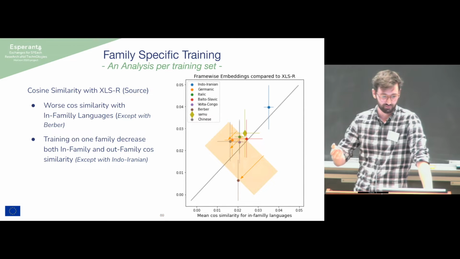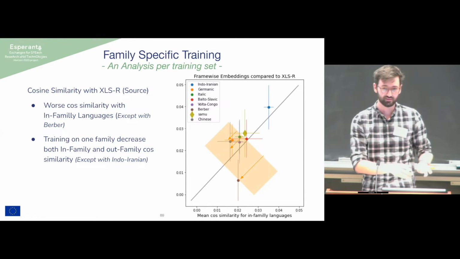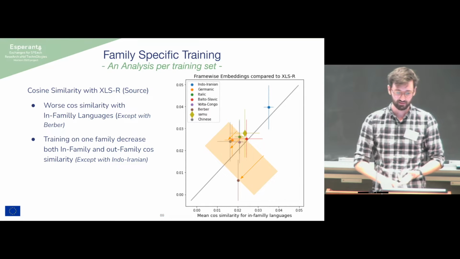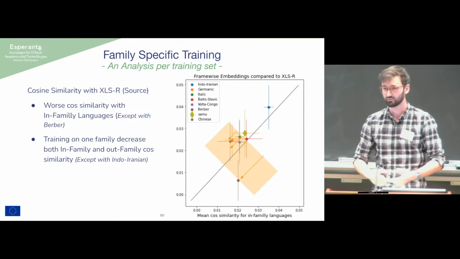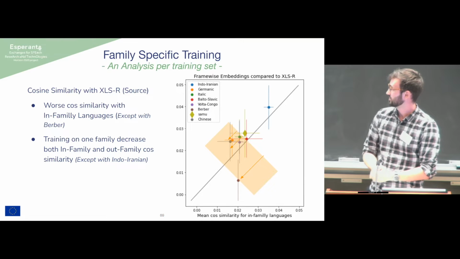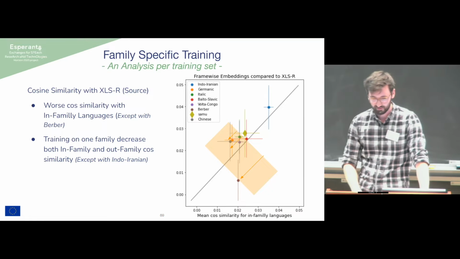So the Indo-Iranian is actually the only one that got, at the same time, closer to LabC and closer to XLSR embeddings. And that's also the one that got the best results for the previous task. So maybe we should do something with that and use the loss to keep some information about the basic XLSR model. Again, that's a quick analysis on what happened for the different models, but that's a visualization.